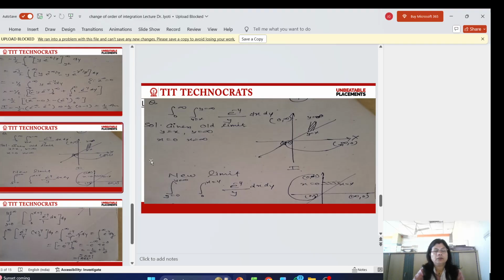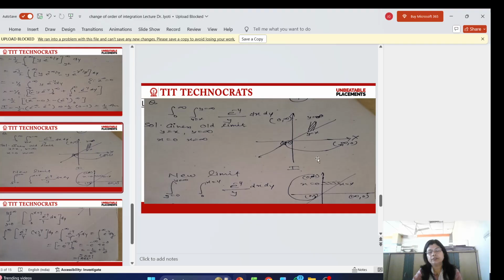Next question: change the order of integration. The integral from 0 to infinity, y is equal to x to y is equal to infinity, of e to the minus y upon y dx dy. Given the old limits are y is equal to x, y is equal to infinity, x is equal to 0, x is equal to infinity. Draw the strip. So the strip is y is equal to x to y is equal to infinity, so that is parallel to the y axis.